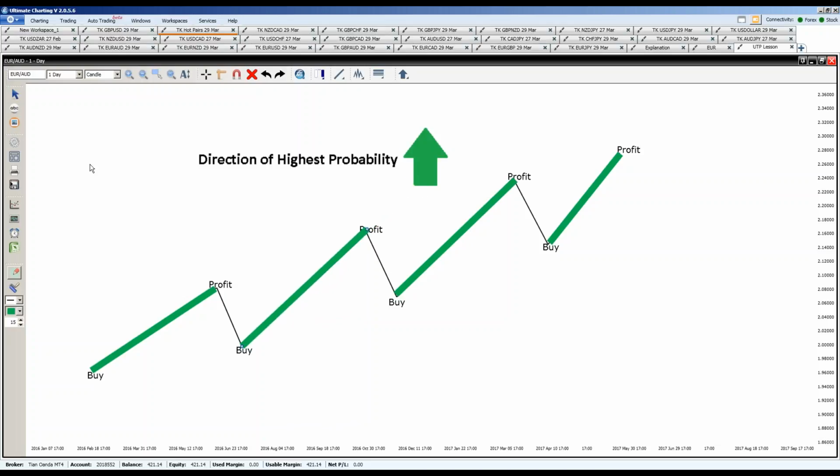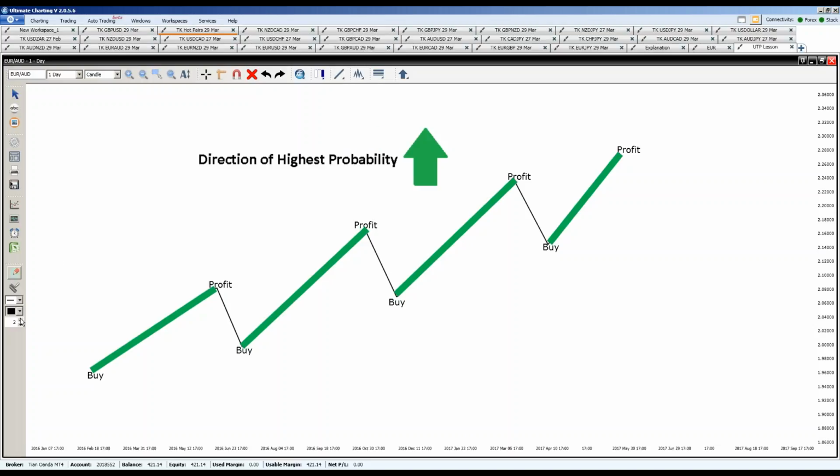Okay. If you trade in the direction of highest probability, if you trade from the C to the D, you have an opportunity to have consecutive winning trades rather than consecutive losing trades. Let me know if that answers your question.